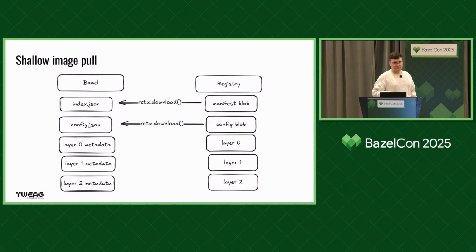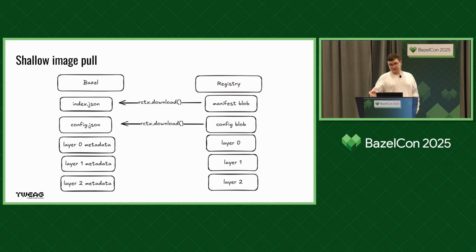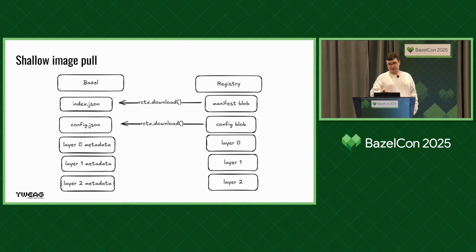So instead, what we do in rules IMG, we only download the manifest and the config, and then we know about all of the digests of all the layers, but we don't actually download them. We just remember what registry we could fetch them from later. And what we notice is when building container images in Bazel, we don't actually need to access the base image layers at build time. We just create tar files and need to have the digests of the base image layers.